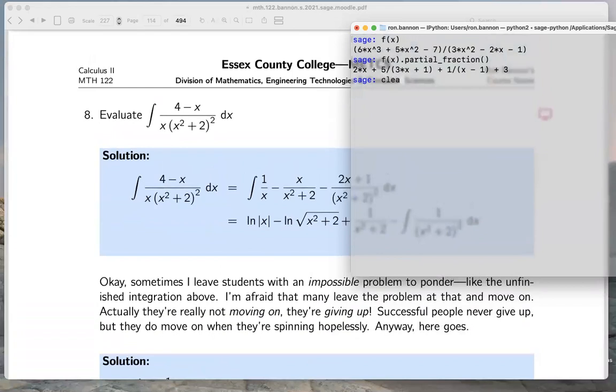So let me do this over here. I'm going to clear the screen and type this in. I'm going to say f of x is assigned (4 minus x) divided by x times (x squared plus 2). I think if you recall back to me doing this problem, it was problematic. There was no doubt about it.